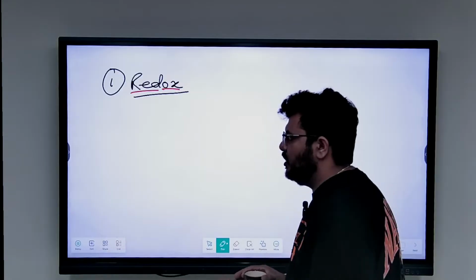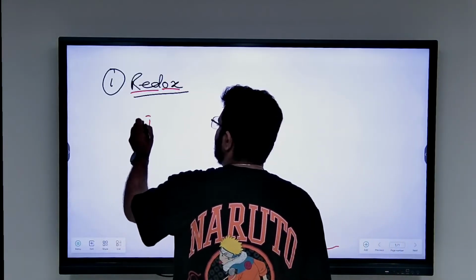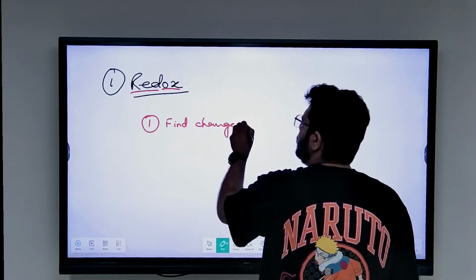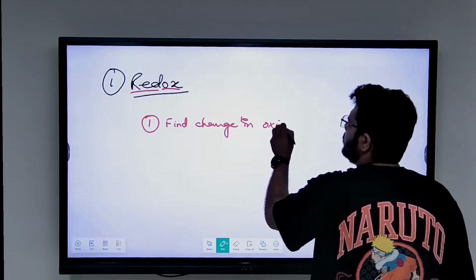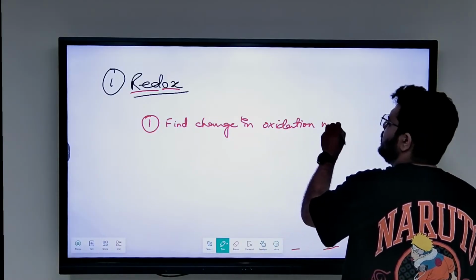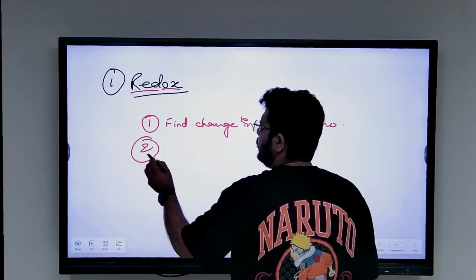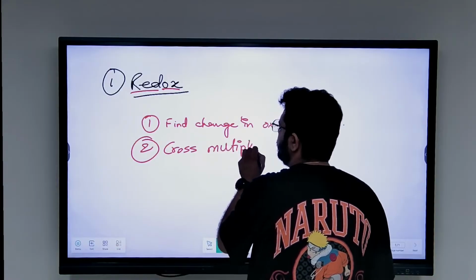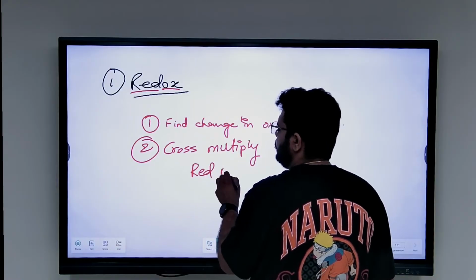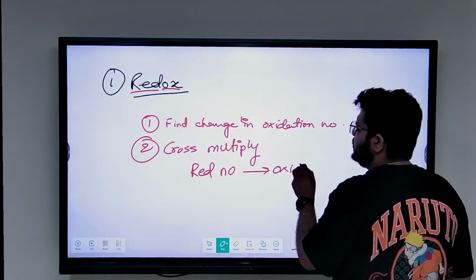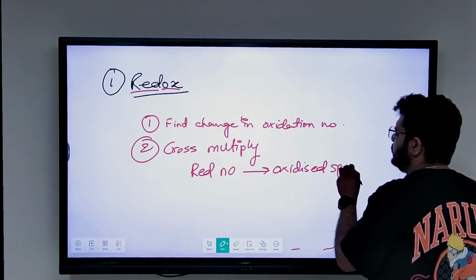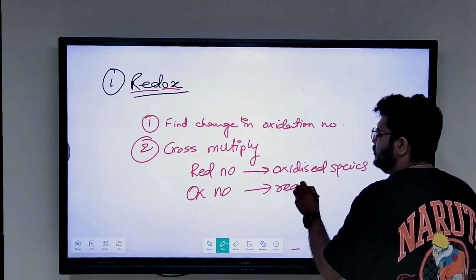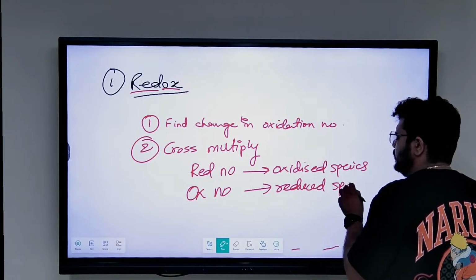But how to balance a redox reaction? The basic steps are like this. Number one, find the change in oxidation number, है ना. Then cross multiply, but cross multiply what? Reduction number to the oxidized species है ना, and oxidation number to the reduced species. फिर थर्ड क्या करेंगे?